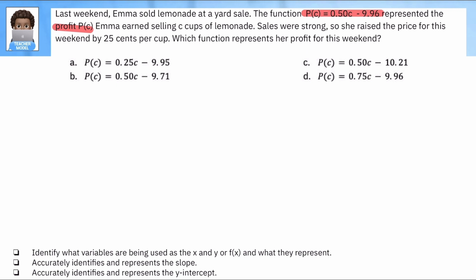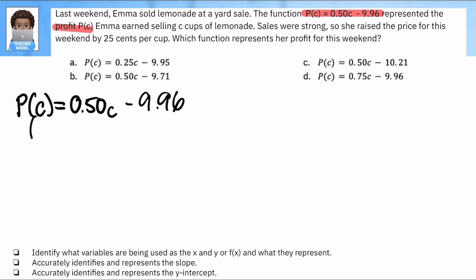So let's put this in here just so I can rewrite it. P of C is equal to 0.50C minus 9.96. So we're calculating profit as a function that she earns from selling C cups. So we can see why that's an input. For every cup she sells, she makes money.